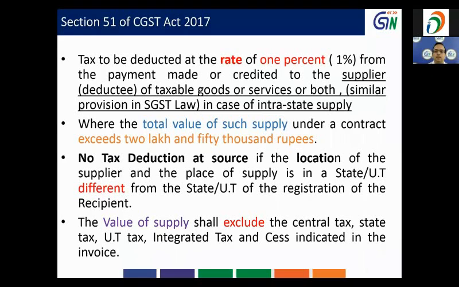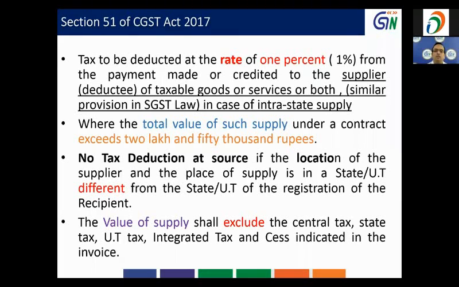No tax deduction at source is to be done if the location of the supplier and the place of supply is in a state or UT different from the state or UT of the registrant, the recipient. Now the question arises, why is this so? This is so because in such supplies IGST will be applicable, and then we will have to go to the IGST Act for the applicability of the tax.